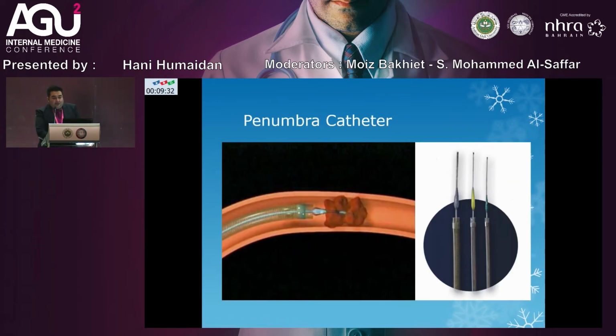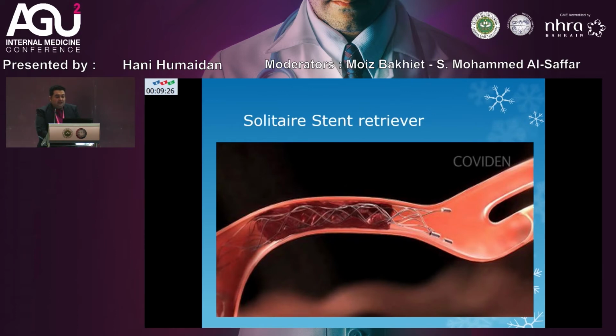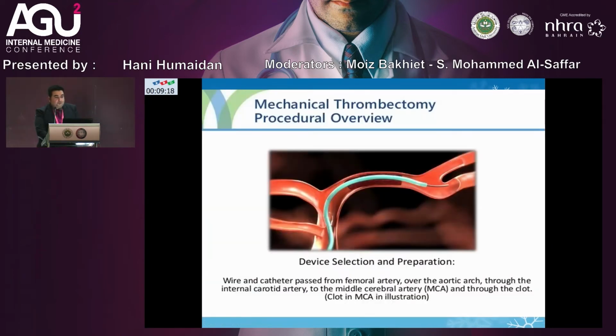This is the Penumbra catheter. It works by suctioning the clot. This is the good one, the Solitaire stent retriever. I'll show you in the slides how it works. This is actually what they're using currently, up to now.